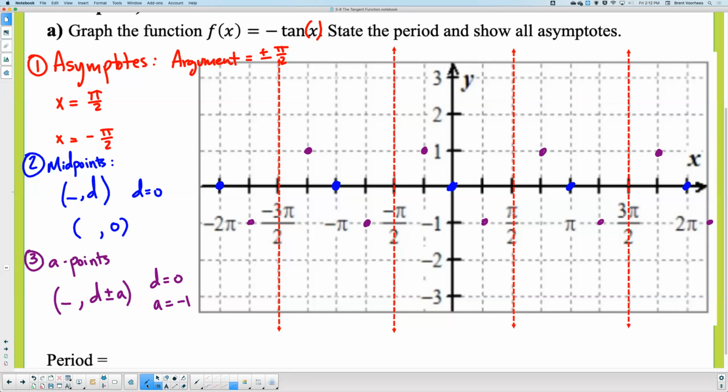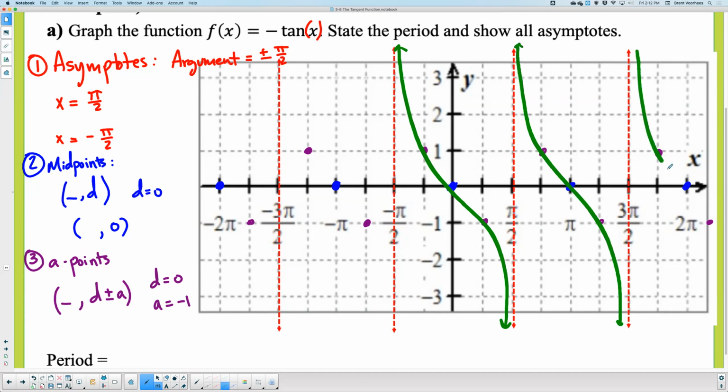Tangent should be what kind of curve? S curve. So follow your asymptotes, connect your dots like that. They always follow the asymptotes. That's the whole point of an asymptote, is they follow it.